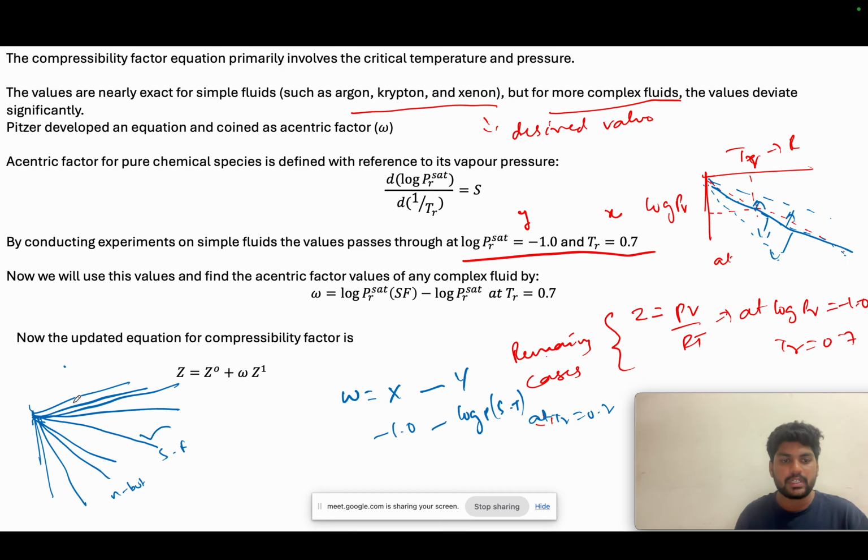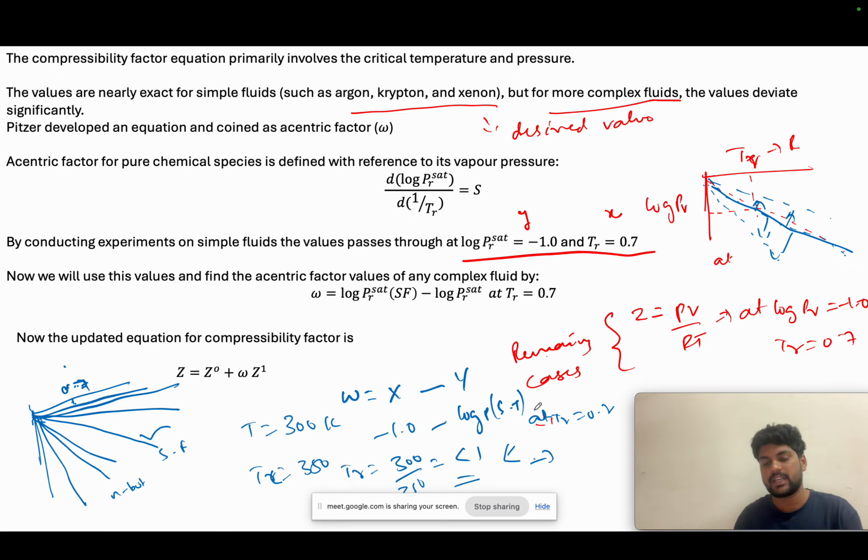So at TR equal to 0.7, the reduced temperature: suppose you have T as 300 Kelvin and the critical point Tc is 350, then the reduced temperature will be 300 divided by 350, right? So it will always be less than 1, because the critical point is the highest point, and whatever temperature we are dealing with will be less than the critical point. So that's why he fixed this point, and this is the value which we know, which is minus 1.